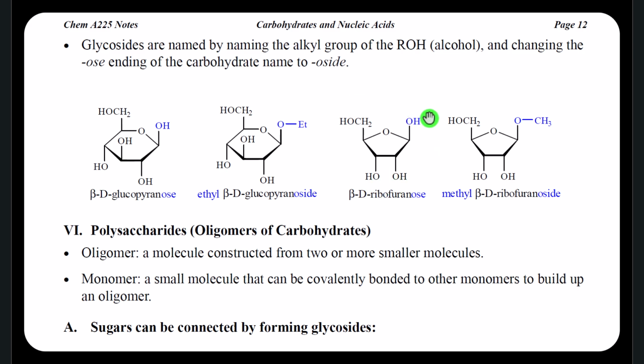Similarly, for a 5-membered ring sugar like this one, the cyclic form of which comes from ribose, has the beta configuration, therefore it is beta-D-ribofuranose. If we replace that anomeric hydroxyl group with a group derived from methyl alcohol, methanol, we would have a methyl carbon group. We would put that in front. We would still have beta-D-ribofuran, but we would end with -oside. So methyl beta-D-ribofuranoside.